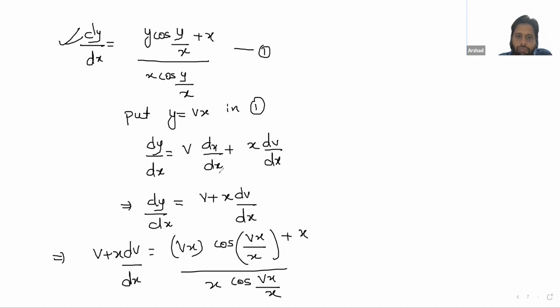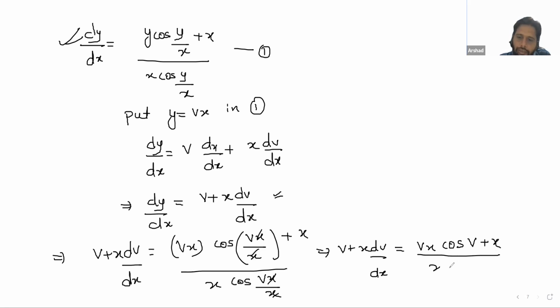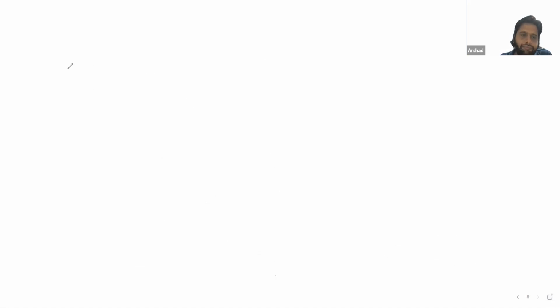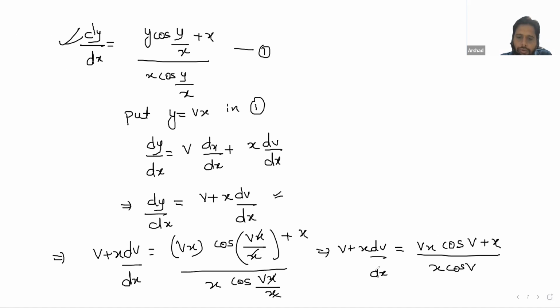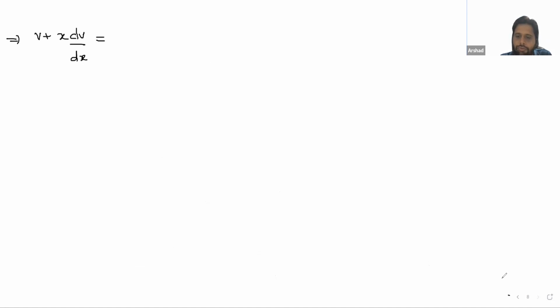Okay, so we have put y is equal to vx, and in place of dy by dx, we have put this value. Now, check here, this x will get cancelled out, this x will also get cancelled out. So what we will get, v plus x dv by dx is equal to vx. Okay, and one more thing, this we will do later on, cos v plus x by, here we have x cos v. Now v plus x dv by dx is equal to, here take out x common.